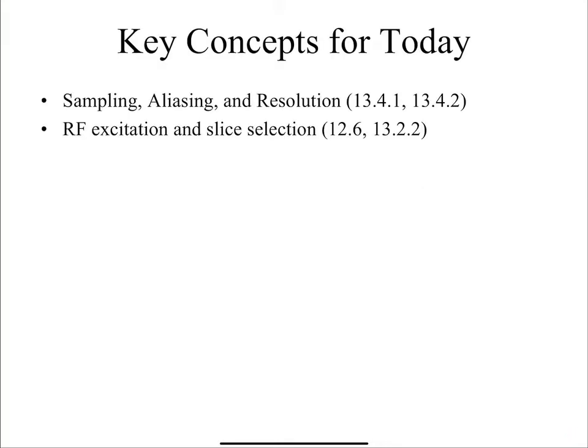So today we're going to finish our discussion of sampling and aliasing and resolution and talk about how you actually apply it in real-world MRI calculations. And then we're going to spend the last half talking about RF excitation, revisiting that, and then talking about how you do slice selection, which is a very important concept in MRI.